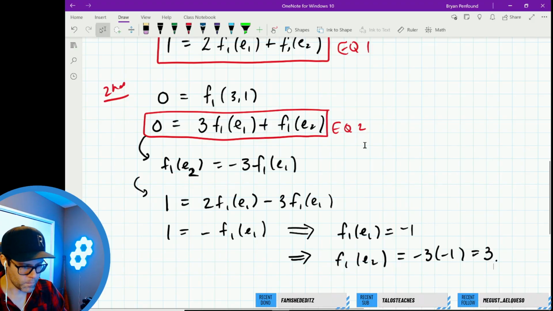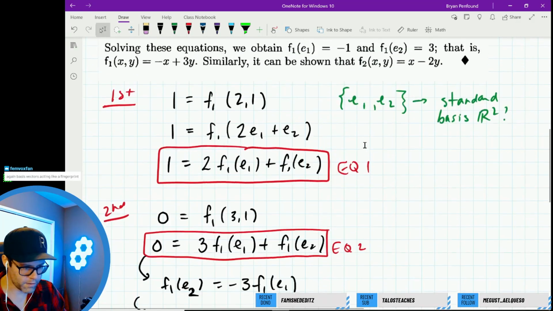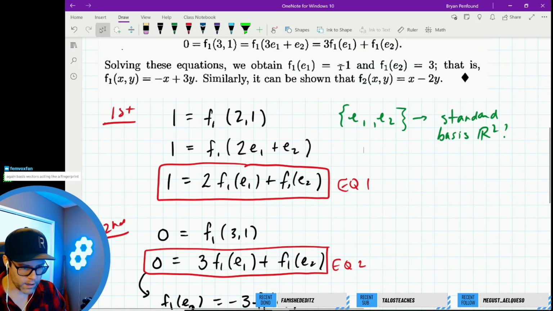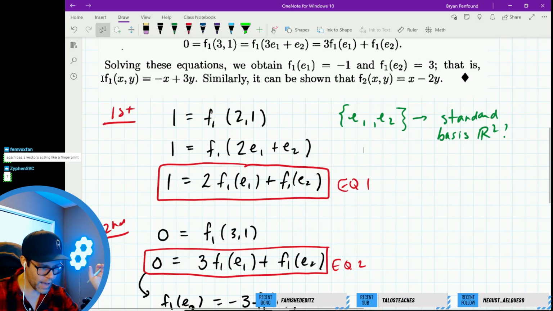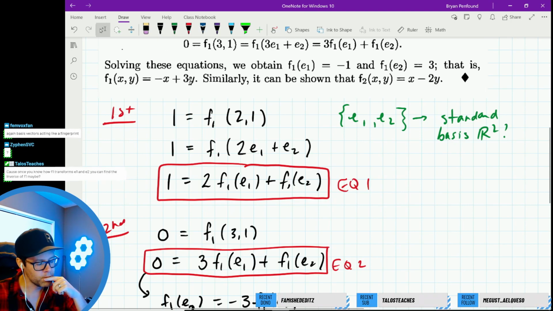Cool. Okay, so how do they use that information? That makes sense. So they got negative 1, they got 3. Yes, I understand that. F1 at any input vector is really negative x plus 3y. So negative 1 plus 3.